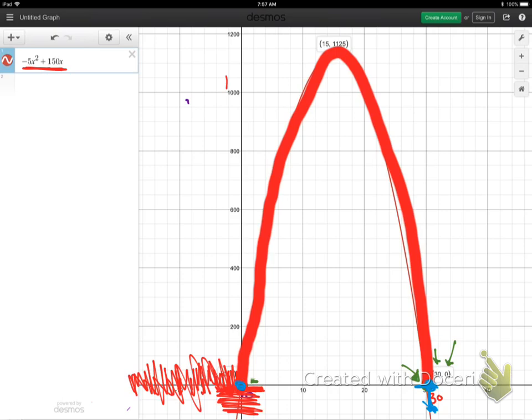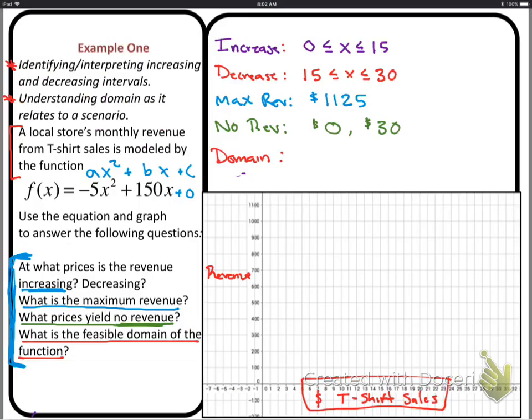And again, we start at 0, 0. So our domain stretches from 0 all the way to 30, because that's the only place where our graph makes sense. So our domain is from 0 to 30. So 0 is less than or equal to x, is less than or equal to 30. And again, answering these questions is just a matter of reading and understanding the graph. So this one had context. We had a scenario, so we had to restrict the domain so the scenario makes sense.